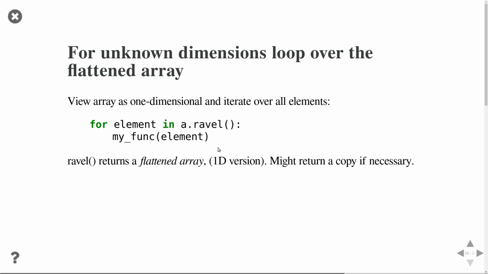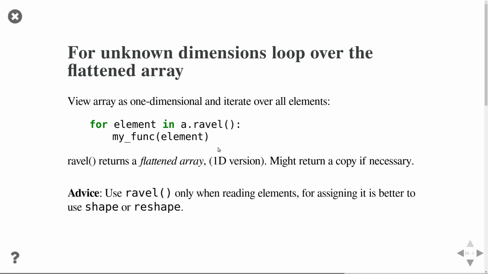Essentially that returns a flattened version of our array, which I know is going to be 1D, and then I just have one loop.